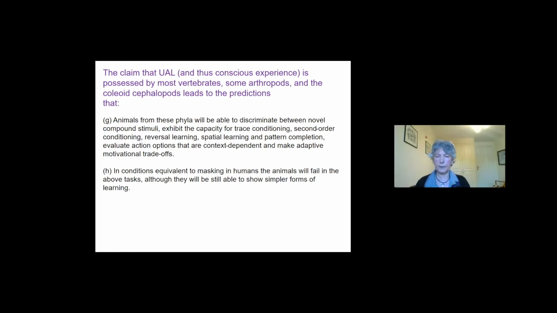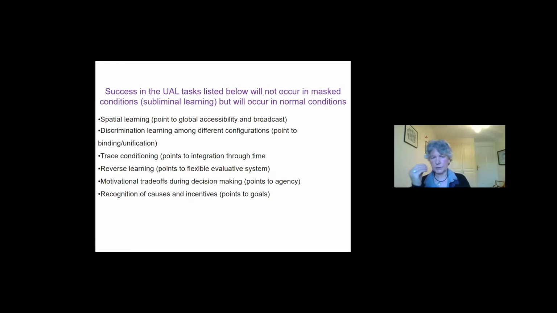And I just want to highlight what kind of tasks we have in mind. Spatial learning, discrimination learning among different configurations, trace conditioning, reversal learning, motivational trade-off during decision-making, and recognition of causes and incentives. This kind of thing, we claim, cannot be done. Creatures that don't have unlimited associative learning cannot do them, and under masking will not be able to do them.